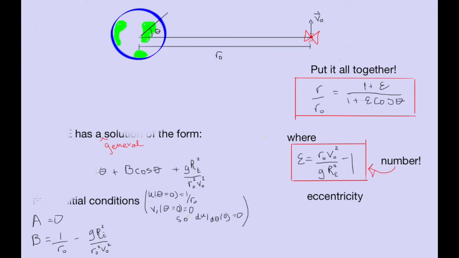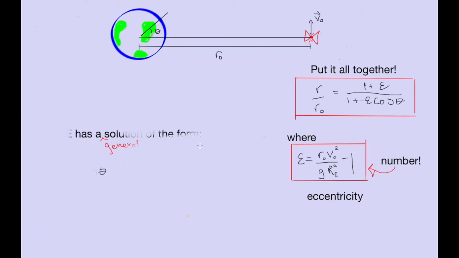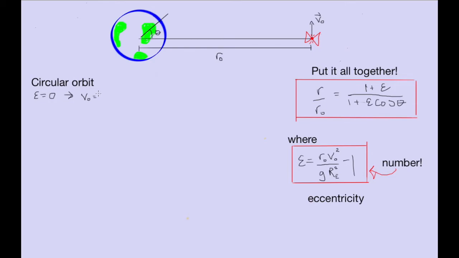The eccentricity is a number, but it's not just a number. Its value tells us something fundamental about the satellite's orbit. If its value is 0, we have a circular orbit. From the equation for eccentricity, we find that the only way to have a satellite with a circular orbit is for its initial velocity to equal the square root of g re squared over r0. Any eccentricity value between 0 and 1 will give our satellite an elliptic orbit. In this case, the maximum distance from the Earth is given as follows and occurs when theta is 180 degrees.